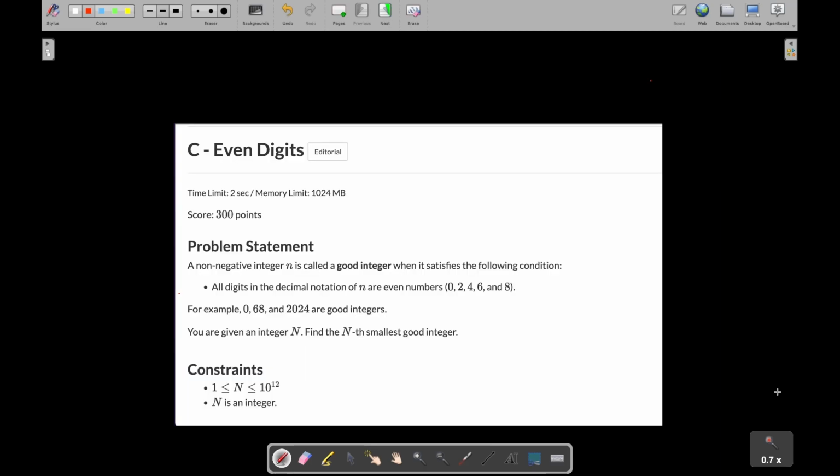So I was solving an AtCoder Beginner Contest and there I saw this problem. I found that problem quite interesting and I just wanted to discuss the approach.